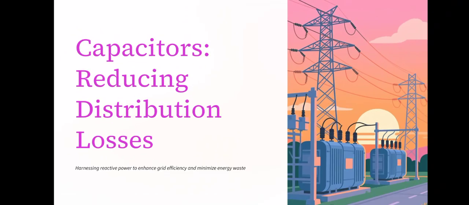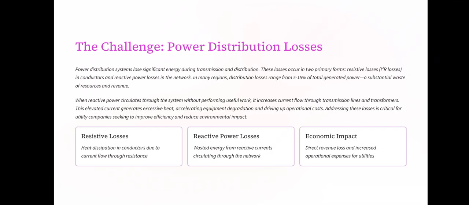Capacitors reducing distribution losses: harnessing reactive power to enhance grid efficiency and minimize energy waste. The challenge: power distribution losses. Power distribution systems lose significant energy during transmission and distribution. These losses occur in two primary forms: resistive losses, I²R losses in conductors, and reactive power losses in the network.